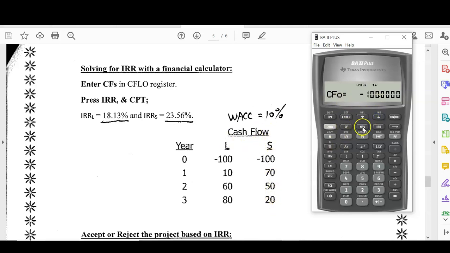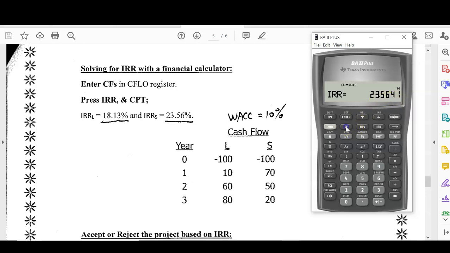And then instead of pressing NPV, we press IRR this time, so the calculator knows that we set NPV to 0. Okay, and we press compute. There's no need to input WACC because we use IRR as our discount rate here. So for S, our IRR is 23.56%. Remember to add the percentage sign back.